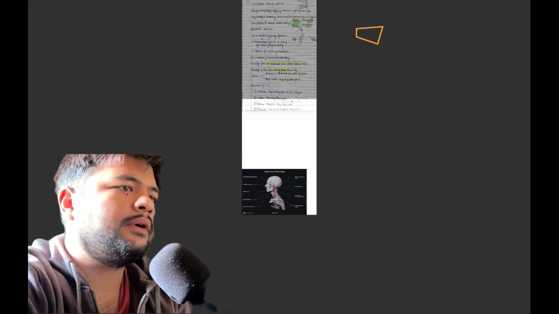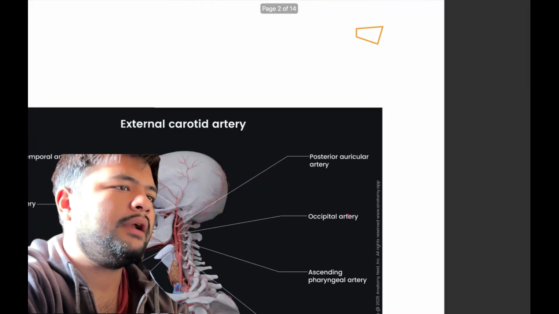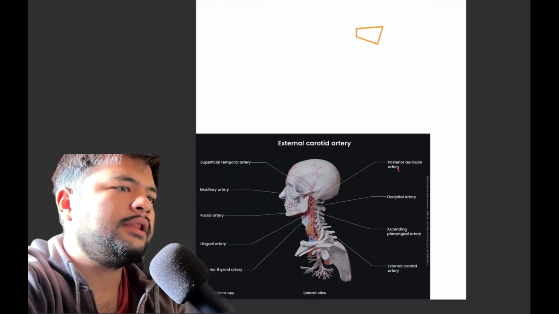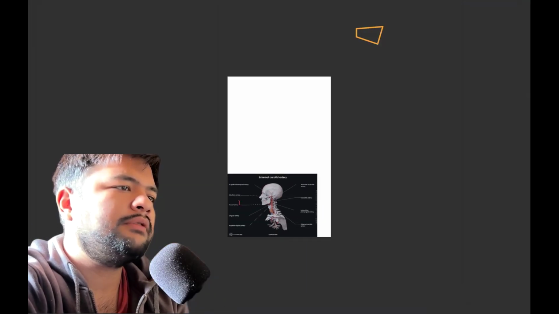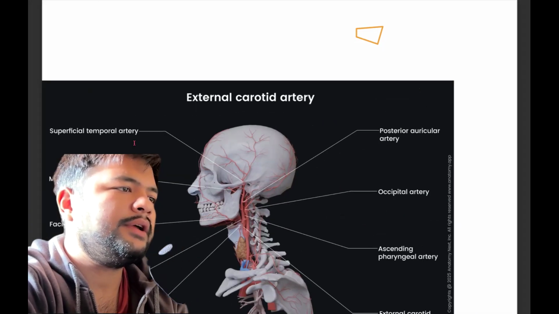Okay. So then coming to the posterior branches, which are the occipital and posterior auricular arteries. Then coming to the terminal branches, which are the superficial temporal artery and the maxillary artery.